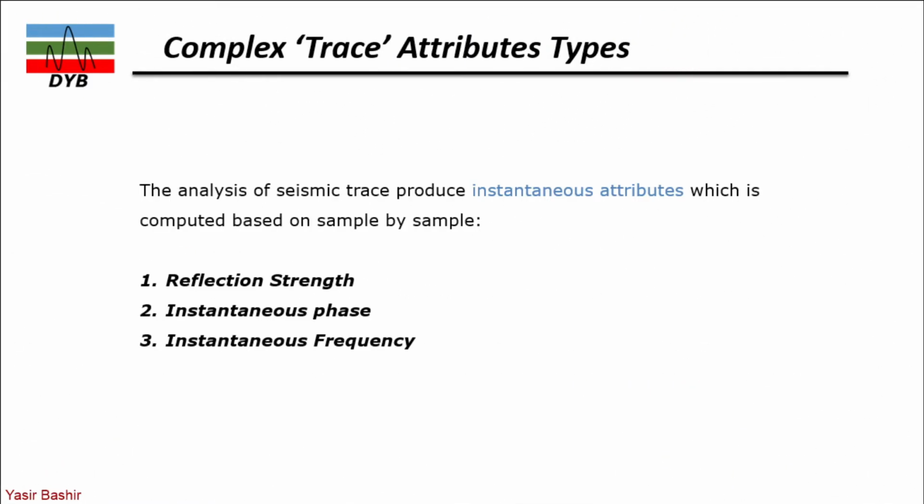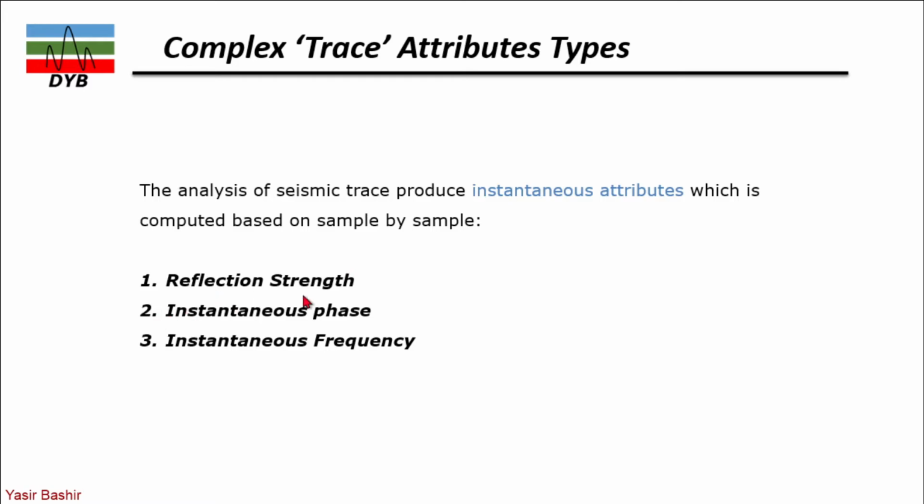If we look at the types of complex trace attributes, there are mainly three types we have in complex trace analysis. The purpose of the instantaneous attributes is that they are computed sample by sample, such as the reflection strength, which shows how strong your reflection is throughout the data set. The second is phase, and the third is the frequency of the data.